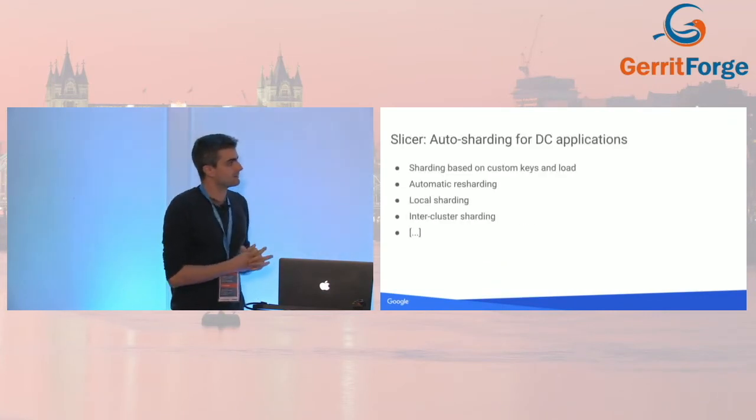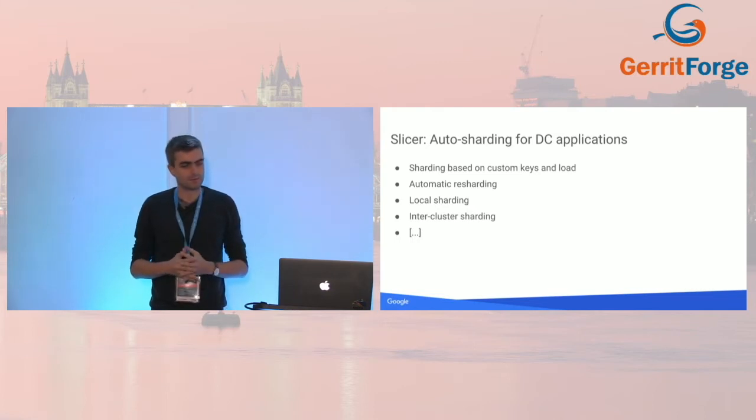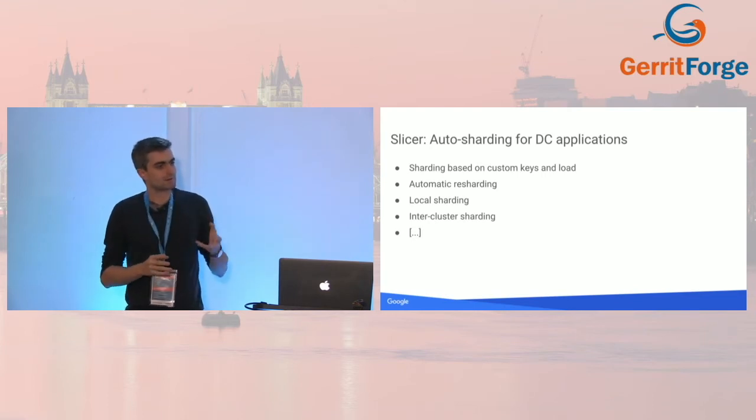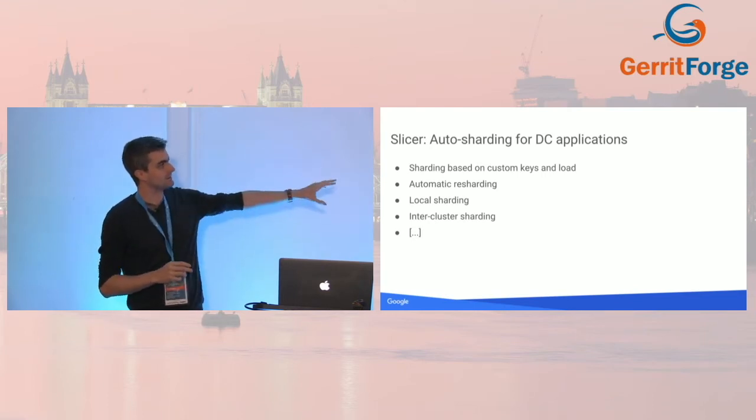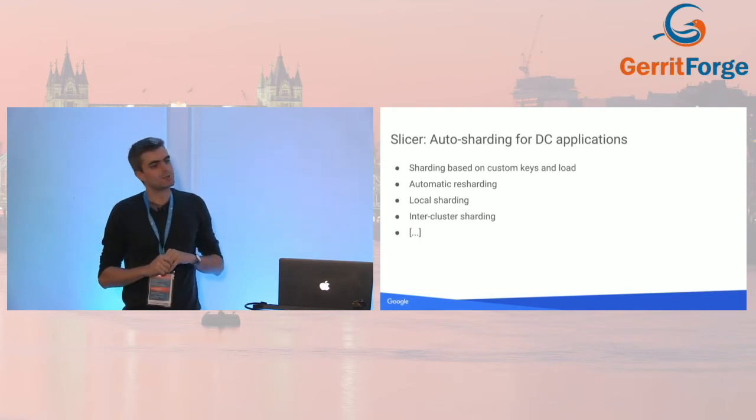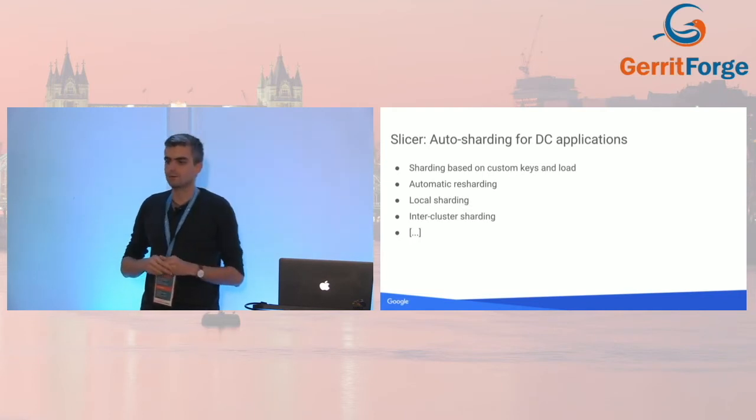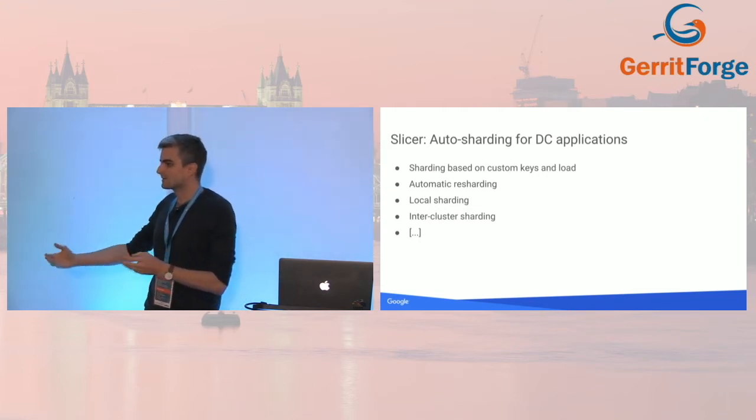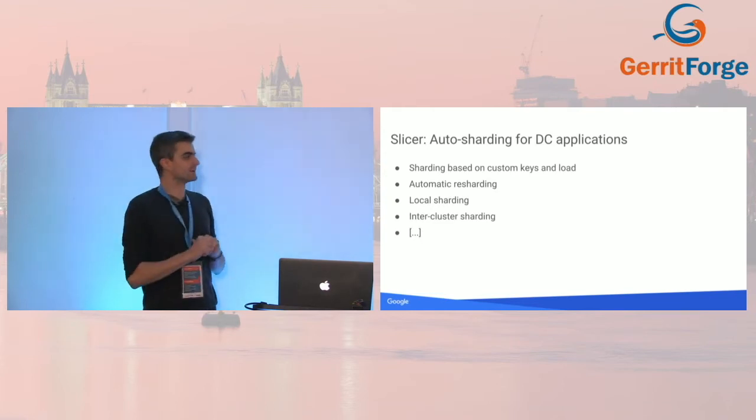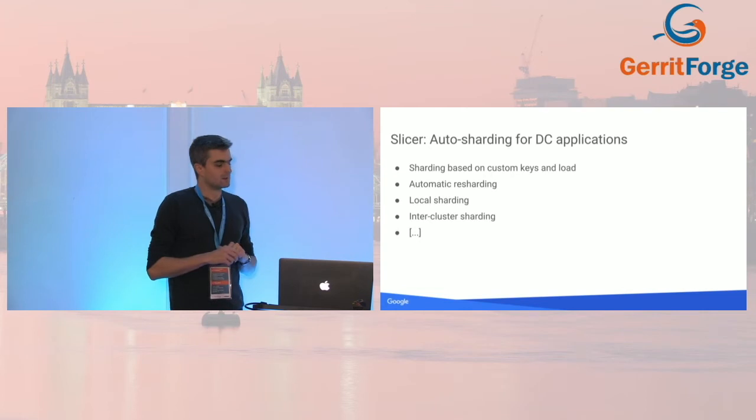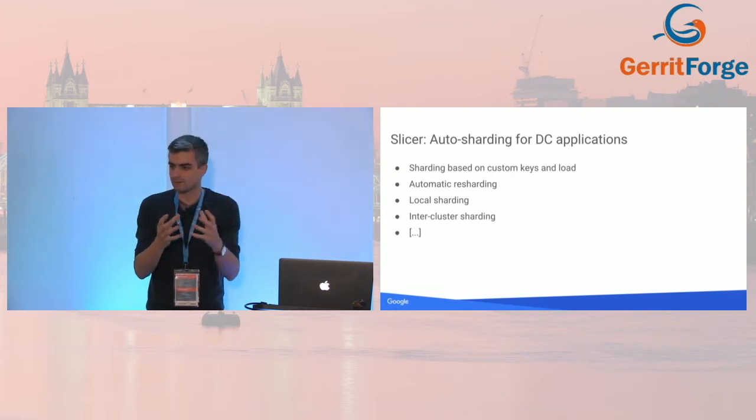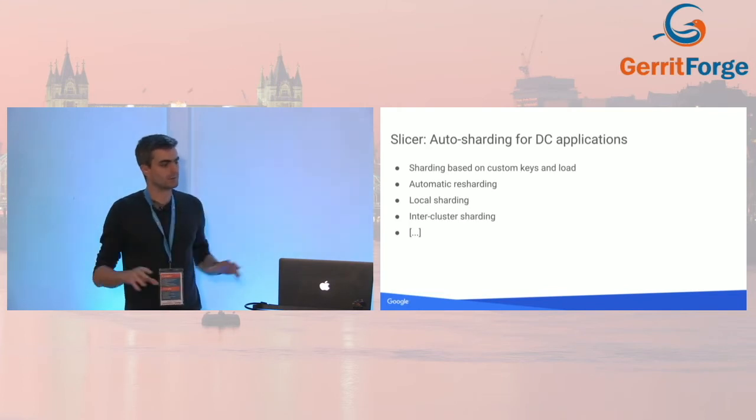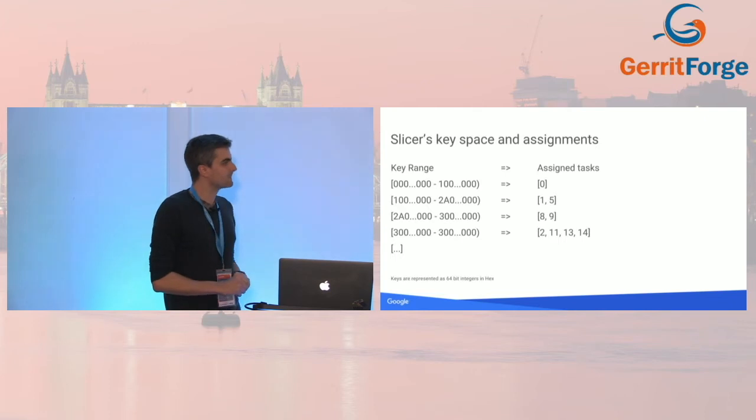We use a system called Slicer. There is a very nice paper I can recommend, published last fall. It's basically a load balancer that works on custom keys that you define, and I'll go into that in a second. And it can do automatic resharding based on new traffic patterns. So if any of your hosts suddenly receives more traffic, it just gets served from more tasks, or it reshards the whole system. And this is a good system for local sharding, so everything that happens within the data center. We do not use it for inter-data center routing, so that is all done by geographic proximity.